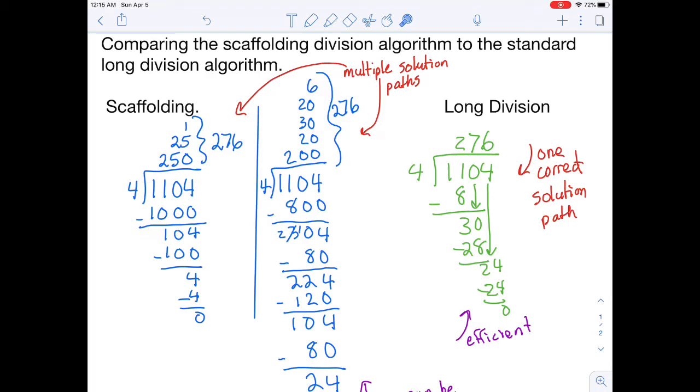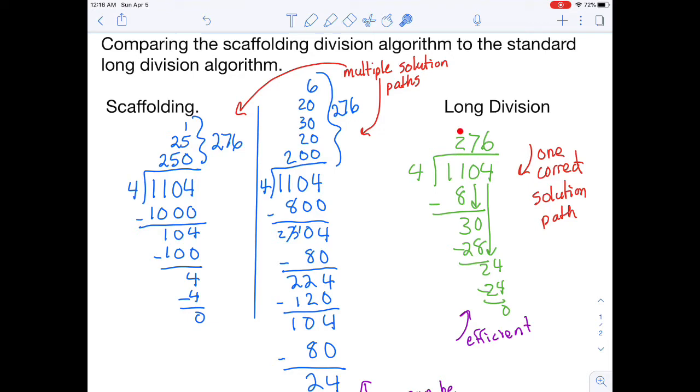Let's compare the scaffolding division algorithm to the standard long division algorithm. We'll compare the same division problem, 1,104 divided by 4, with both methods. On the right, the long division algorithm has one correct solution path. In other words, I had to choose a 2 in the hundreds spot to get the right answer.